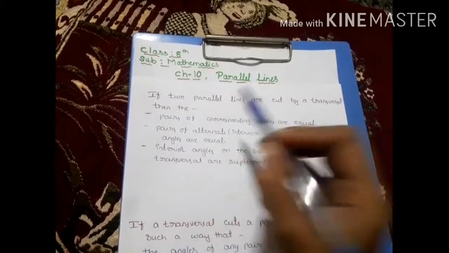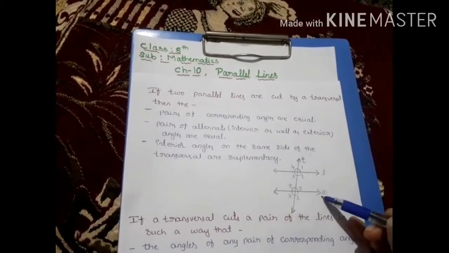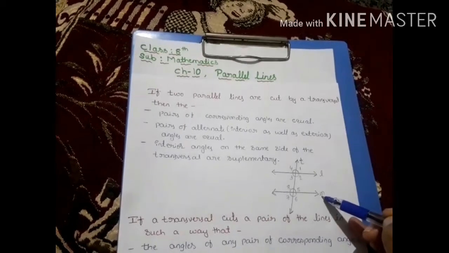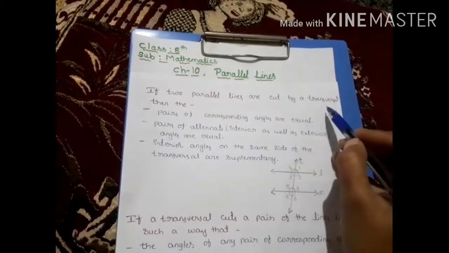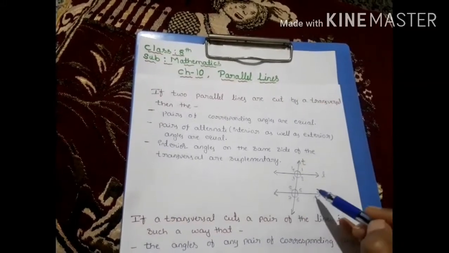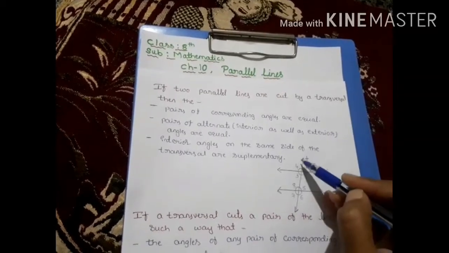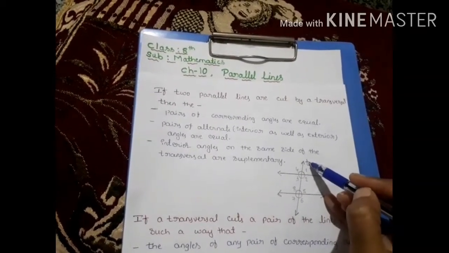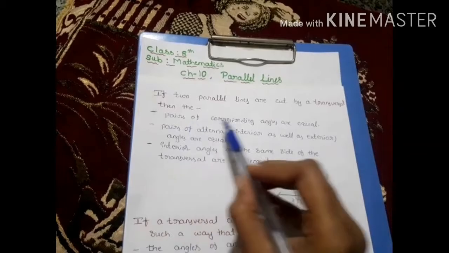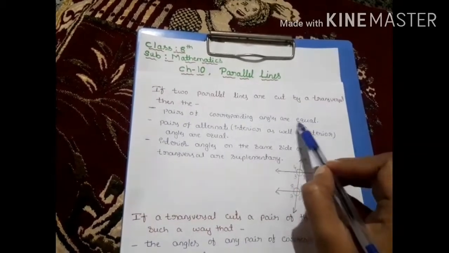Consider the figure here. L and M are parallel lines cut by a transversal, a line which cuts two parallel lines at different points. This line we call a transversal line. T is the transversal. Then the pairs of corresponding angles are equal.